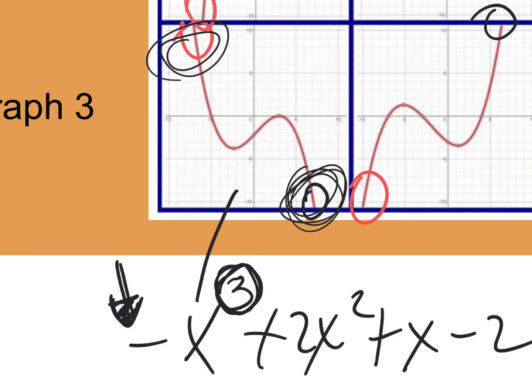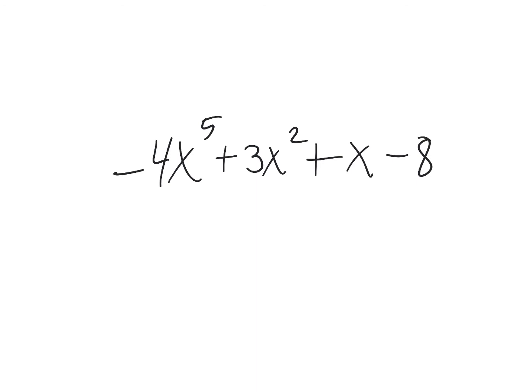Okay. All right, so let me give you one. You come across this graph. It says negative 4x to the 5th plus 3x squared plus x minus 8. I'm going to ask you to tell me a bunch of little things. Everybody write out 1, 2, 3, 4. You don't have to write the equation. You just have to write 1, 2, 3, 4. I'm going to ask you 4 questions. See if you know these 4 things.